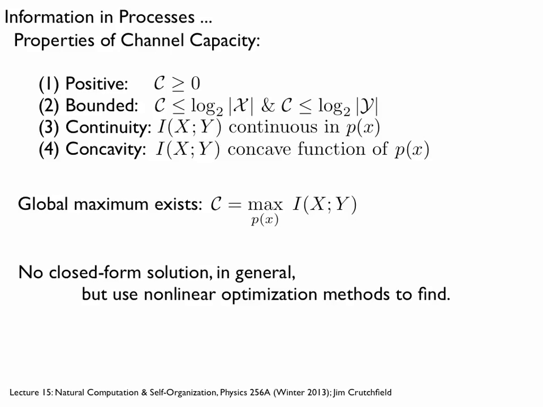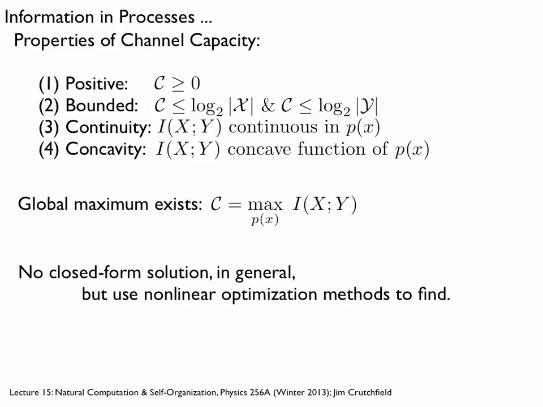Properties of the channel capacity. It's non-negative, bounded above by the log of the size of the input alphabet or the output alphabet. It's a well-behaved function. It's continuous in terms of the input probability parameters, and also if you change the parameters in the channel itself. A very important property is that it's a concave function of these inputs. If this was a biased coin, I'd have a probability of error, and it would be continuous as I move that around.